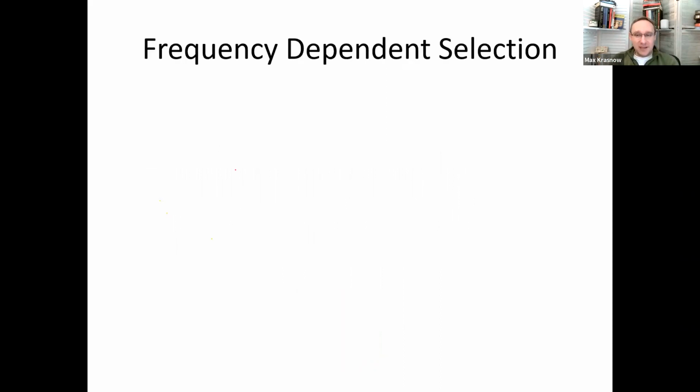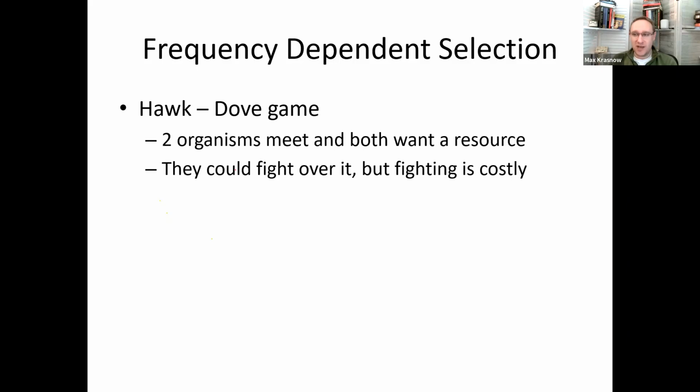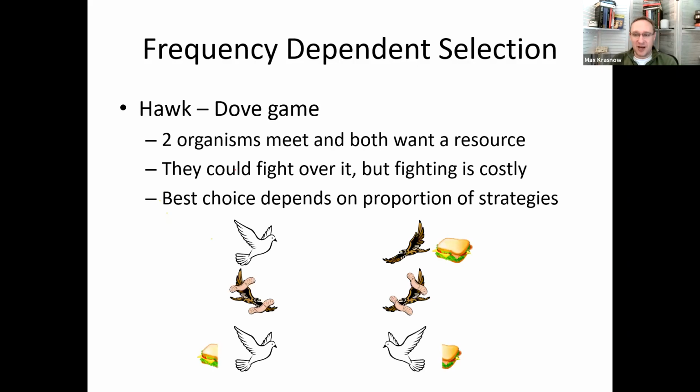We actually already simulated a case of frequency-dependent selection when we explored the hawk-dove game. To refresh your memory, the hawk-dove game was when we had two organisms that met over a resource that they both wanted, and they have to choose whether to fight or not without knowing what the other would do. And fighting is costly, so if you lose, you get hurt. The success of strategies in this game is frequency-dependent, at least under some parameter combinations, when the following is true.